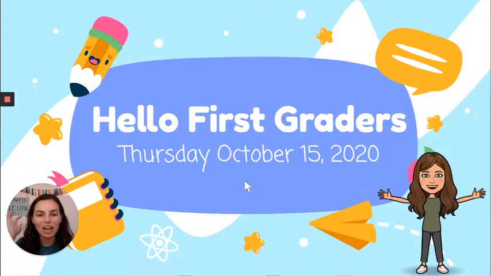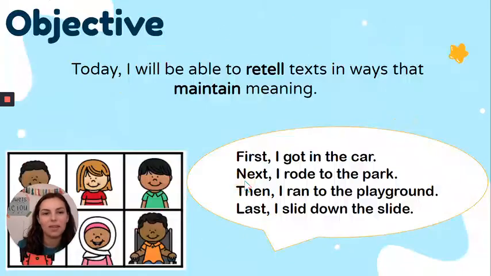Today is Thursday, October 15th, 2020. Our objective says today I will be able to retell text in ways that maintain meaning. And we've talked about this a lot. When we're retelling text, we're trying to get across the order of everything that happened after it's already happened.